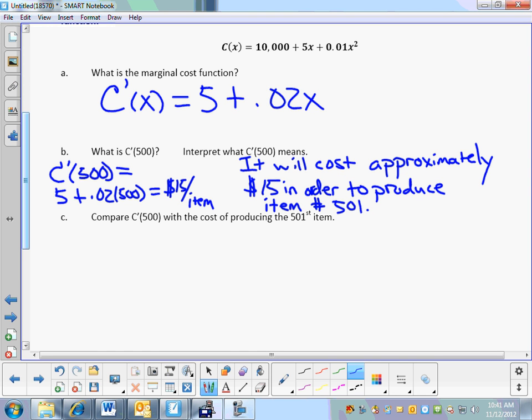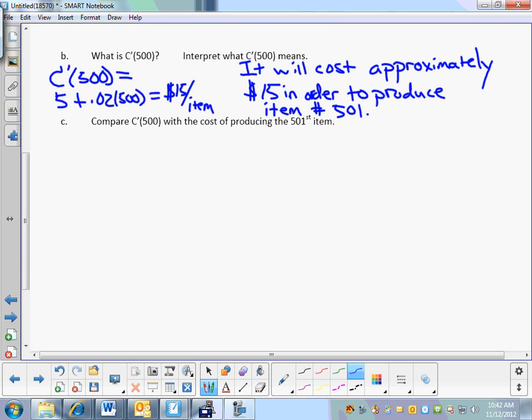Now, if we go back to Greta and Katie's scenario, when they started out at the beginning, it maybe cost them $400 just to make the first two pair of shoes. But over time, it's slowly evening out. Okay, so here's what we want to do. We found that C prime of 500 is $15 an item. Let's compare C prime of 500 with the cost of actually producing the 501st item. Because it's the next item.